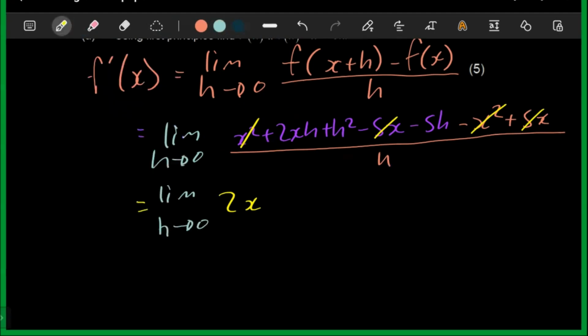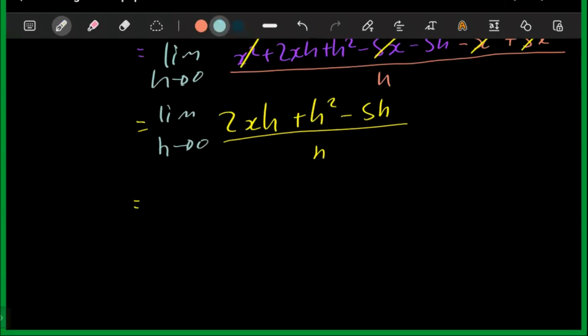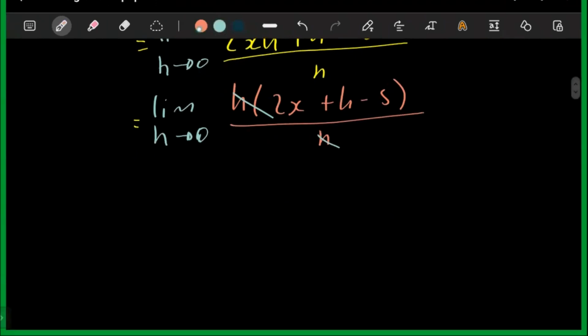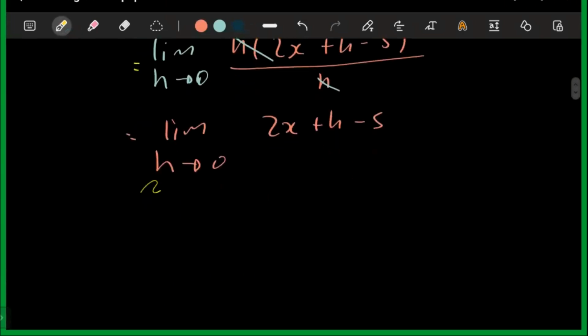And then here you have 2xh plus h squared minus 5h over h. Here, you're going to need to take out h as a common factor. So this is like lim h goes to 0, here, you're going to take out h. So this is like h times 2x plus h minus 5, the whole thing here. This cancels that. You have lim h goes to 0, 2x plus h, right? Minus 5. And then at this point in time, you can throw in your h as 0.